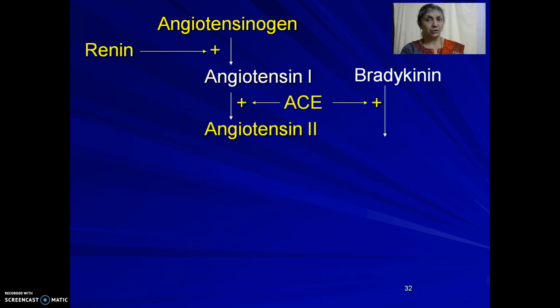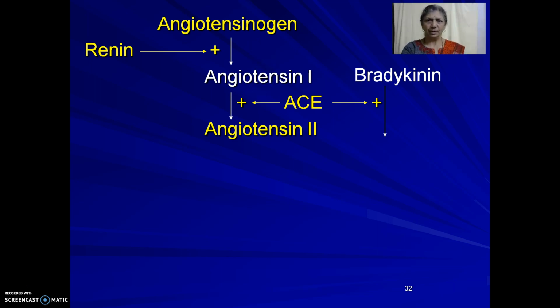Let's see what is actually happening. What exactly are these ACE inhibitors doing? For which we need to understand the renin-angiotensin-aldosterone mechanism. So renin is a hormone released from juxtaglomerular cells in the kidneys on the renal tubules. And this renin is capable of converting circulating angiotensinogen into angiotensin 1.